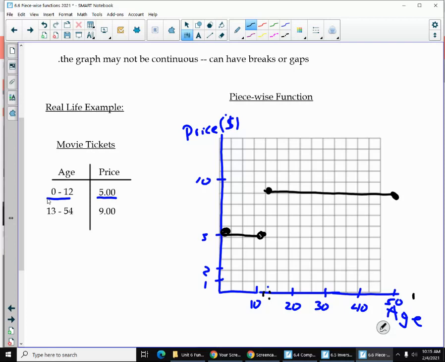So this is called a piecewise function. If you look at the definition, a piecewise function is a function that is made of 2 or more equations. In this case, I have 2. The x values, the domain, will determine which equation to use, and the function may not be continuous.